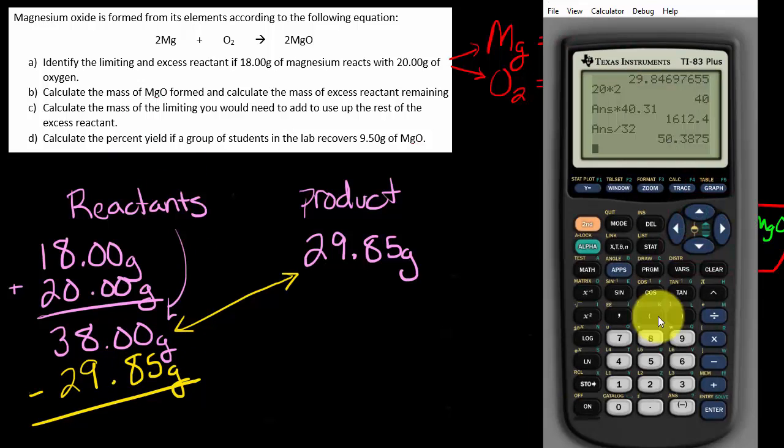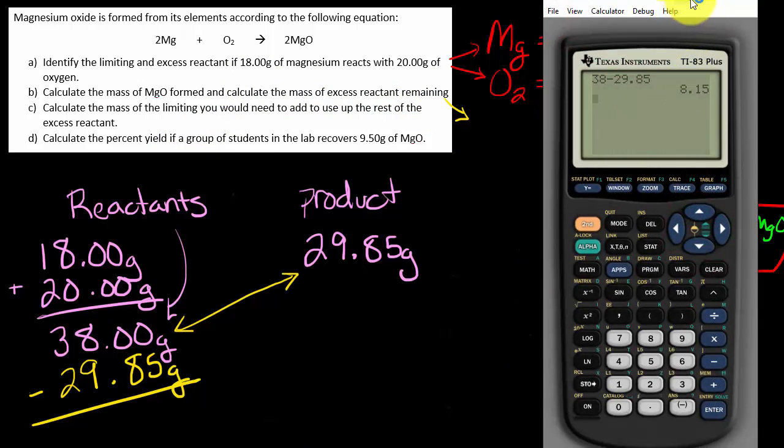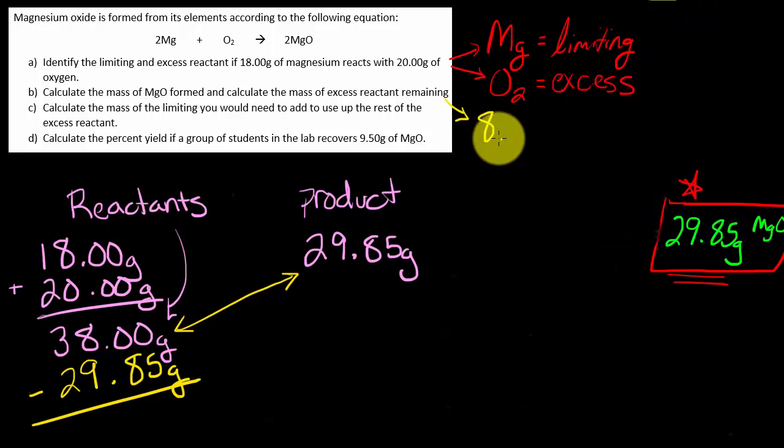And we'll grab our calculator just to be sure here. We have 38 minus 29.85 grams. And that gives us 8.15. And that's our answer for the mass of the excess reactant remaining. We have 8.15 grams.